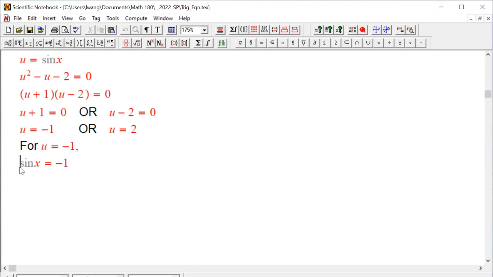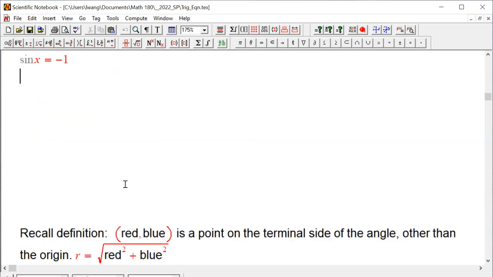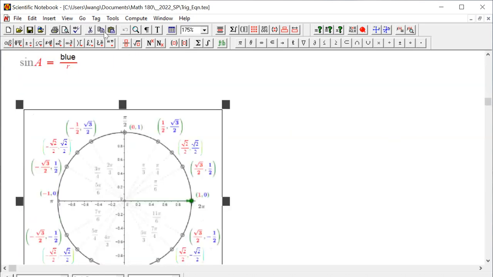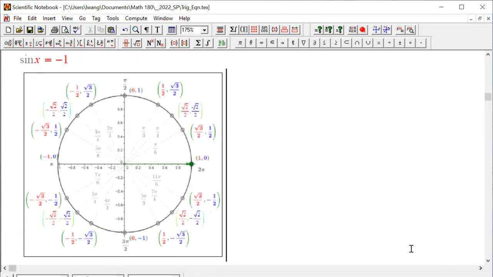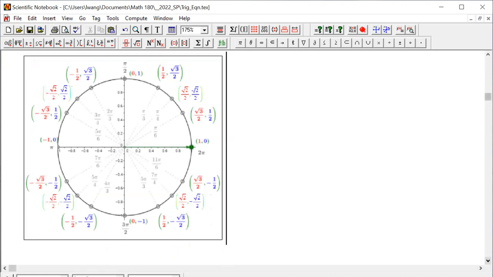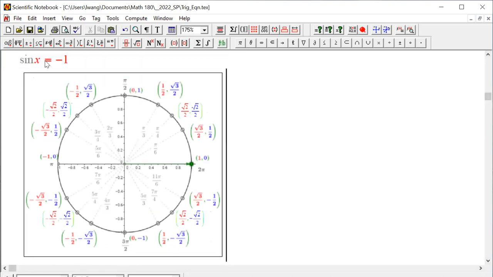This is something we have done before. So sine x equals negative 1, you first identify the terminal. I think this was in the homework. We actually didn't do it in class, but that's okay, we can do it now. So sine x equals negative 1. The blue number is negative 1. Where do we find the blue number that equals negative 1? Let's find it. There, we found negative 1.